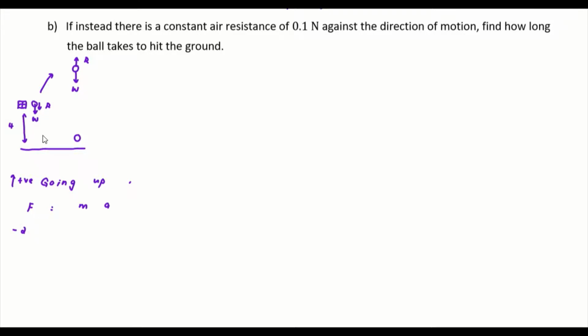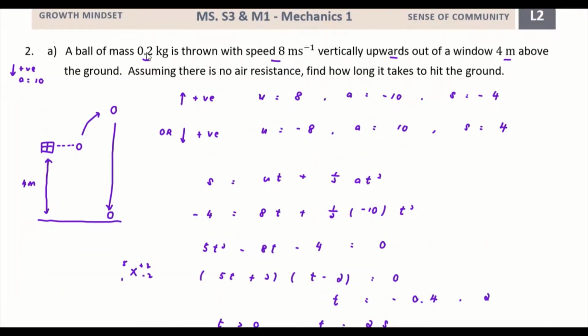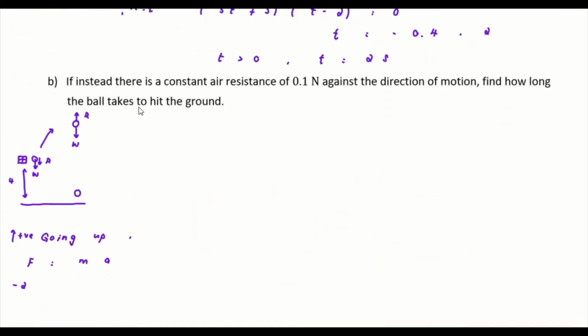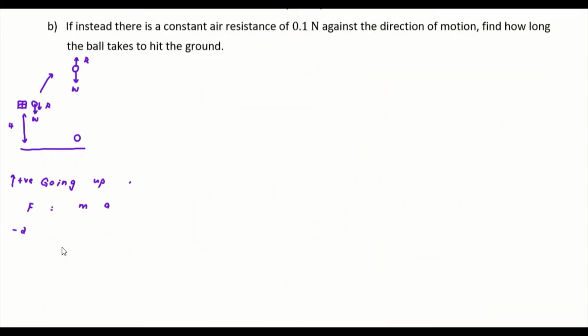The mass just now is 0.2, so when you multiply by 10, this is how you get your weight as negative 2. Then minus the air resistance, so minus 0.1 as well. Both are negative because going up is positive. Then equal to our mass, 0.2, times the acceleration, which is what we want to find. So negative 2.1 is equal to 0.2a, which gives a equal to negative 10.5 meters per second squared.